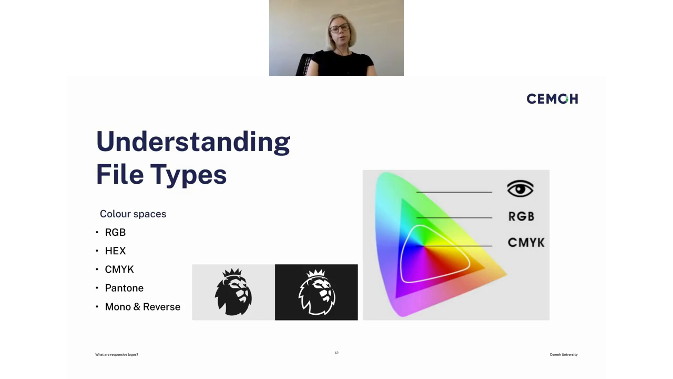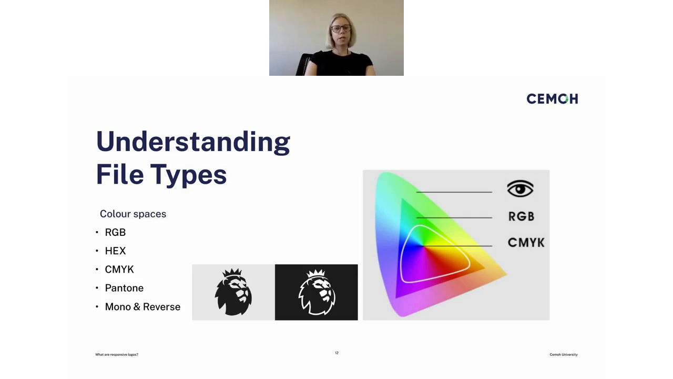When it gets to print-based work, CMYK stands for cyan, magenta, yellow, and key, and they're the different plates that we use in printing. So it'll be blue, pink, yellow, and black. And with CMYK, you can't replicate as many colours as you can in the RGB space. Pantone colours are, if you think of them like going to the hardware store and picking up a paint swatch, a pre-mixed colour.